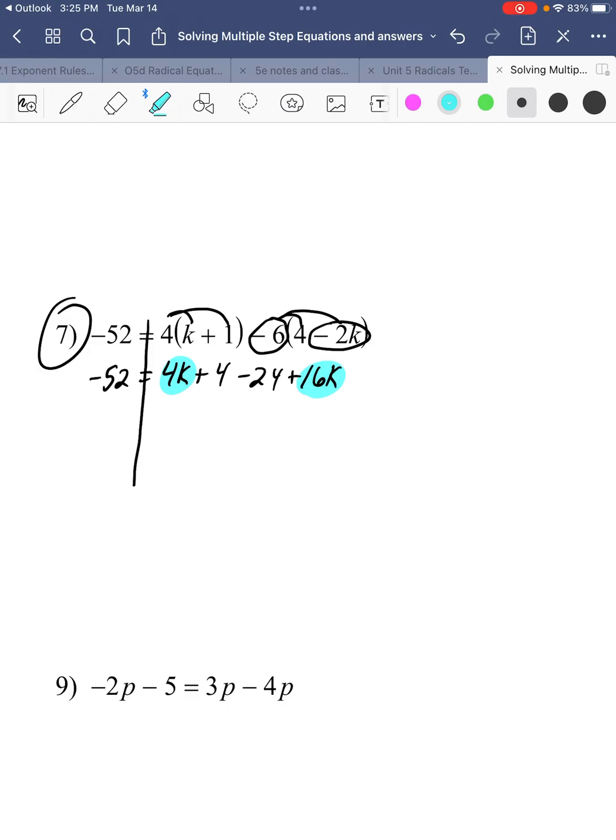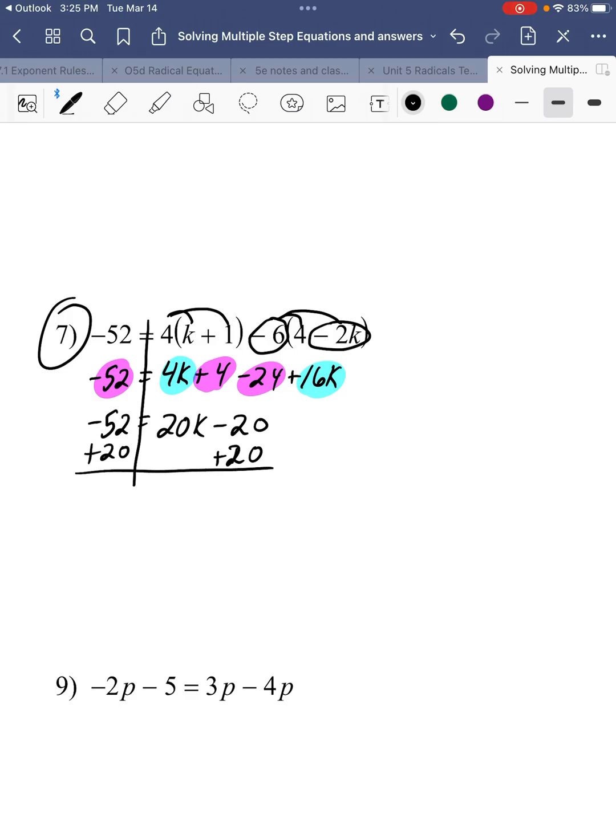After you multiply, you look to simplify by gathering like terms. There are like terms on the same side of the equal sign, and they're all constants. So we have -52 equals 4k plus 16k is 20k. 4 minus 24 is -20. We then add 20 to gather our like terms on opposite sides of the equal sign. Maybe -32 equals 20k. Oh, what did I do wrong?